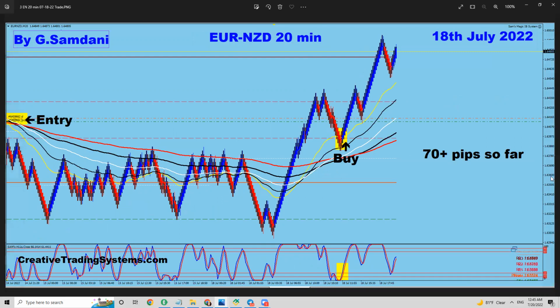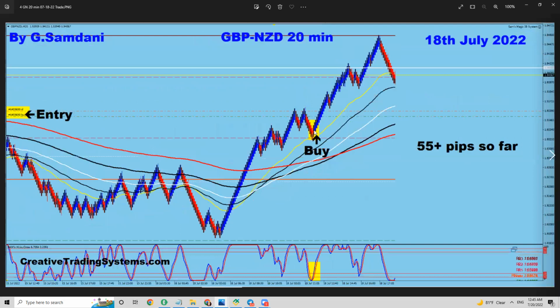Euro-USD buy order here. Same scenario here. Pound USD did the same thing, right? Exactly. This indicator is all the way down, higher low. Yellow is above the black, and the red candle turns blue, and I open the trade.